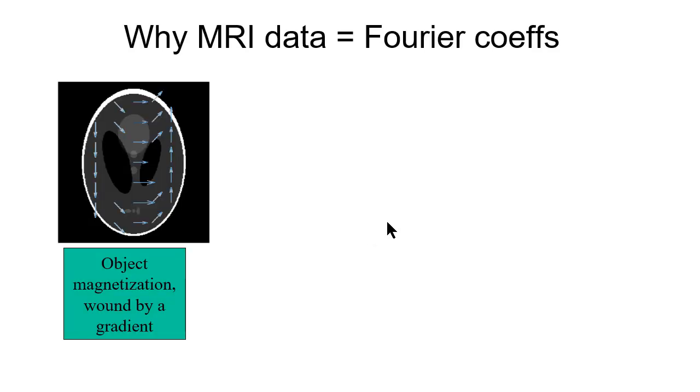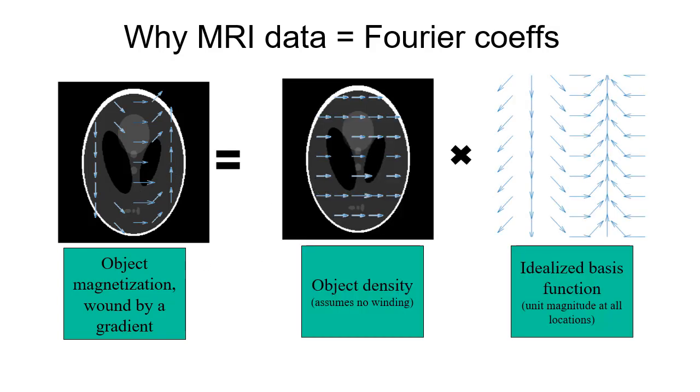So let's freeze time at one of those moments, and you've got your object magnetization wound up by a gradient. Well, what this is equal to mathematically is the product of your object density, which assumes no winding, and some idealized basis function that has unit magnitude at all the locations. But we go one step further because we don't detect our object magnetization per se. We detect the net magnetization from this wound up object. So that's like integrating over all space.